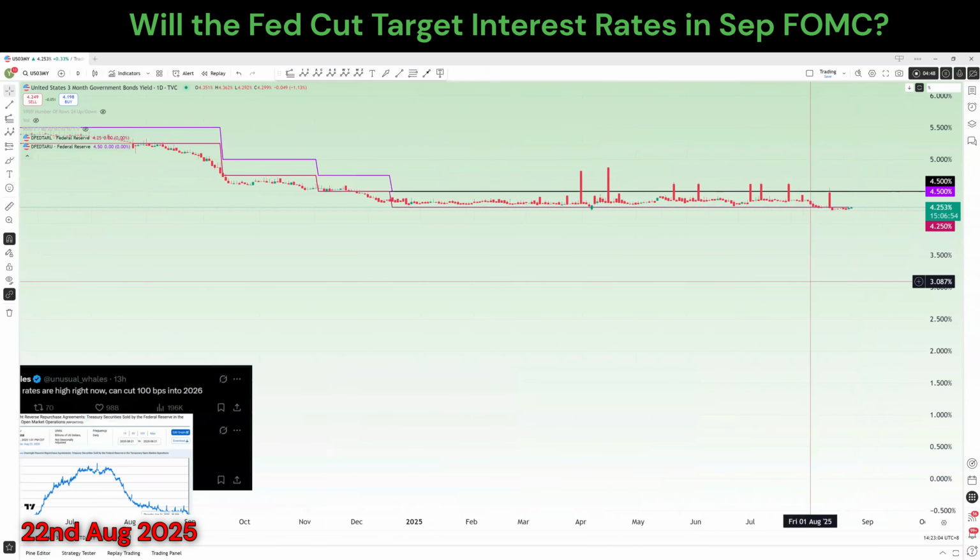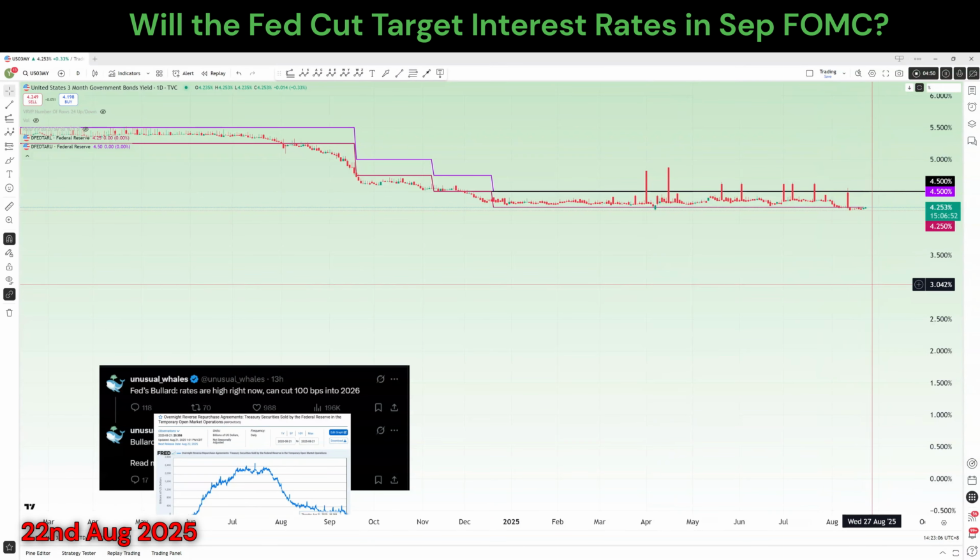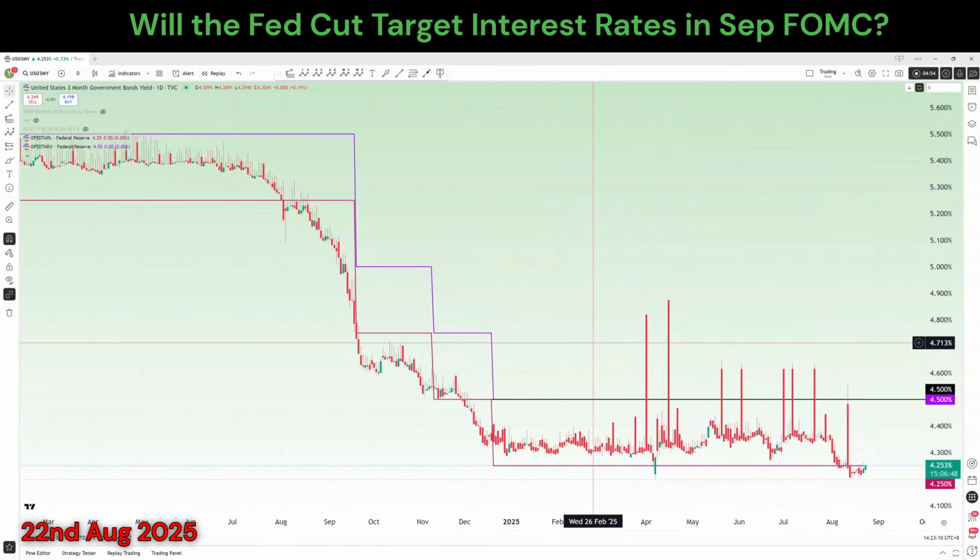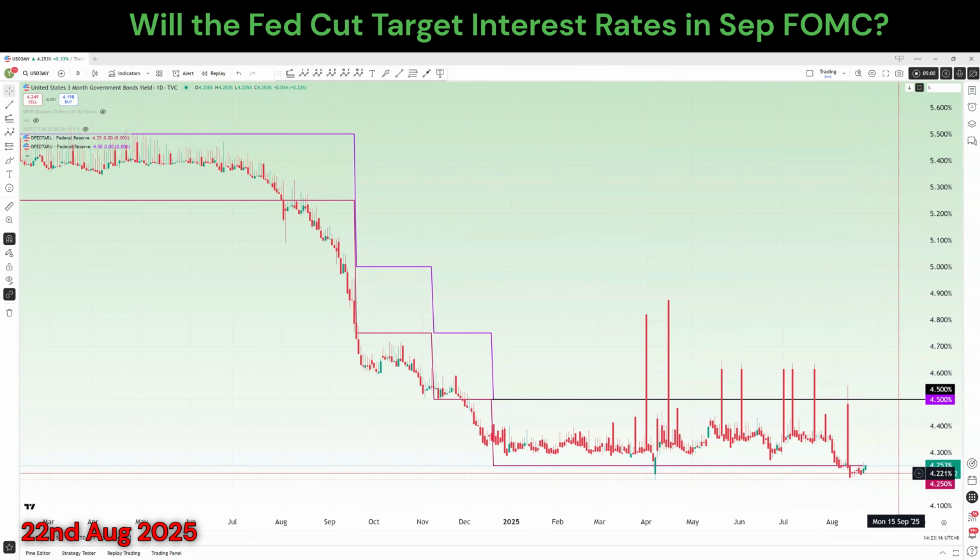Now, if you see what is happening right now, which is over here, you see that for a few days we have actually gone down below 4.25, since maybe August 13th, and it has stayed below this range. Previously there was also only one day where it temporarily went down. That is on the 7th of April.